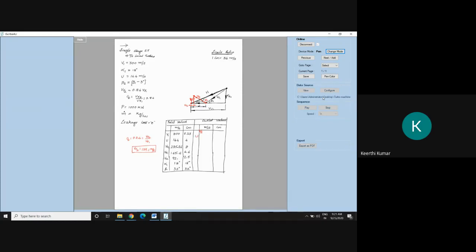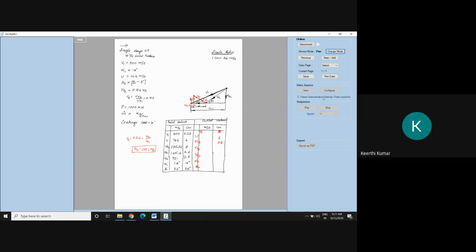And U, next VU2, next VR2, VA2, alpha 2, beta 2. You tell me the values so that I'll write in terms of meter per second as well as in centimeters. V2 is 2 centimeter. Next, U, 4 centimeter. Next, VU2, 0.8.